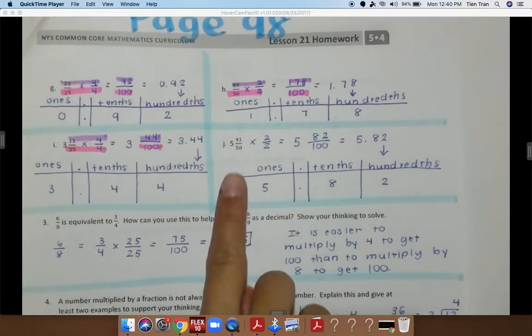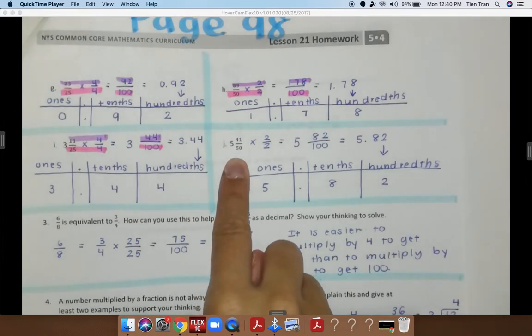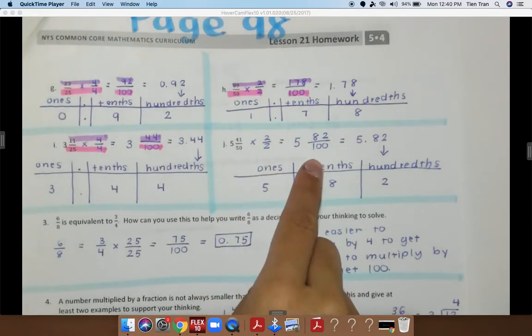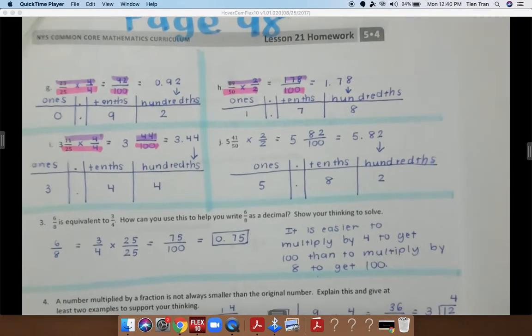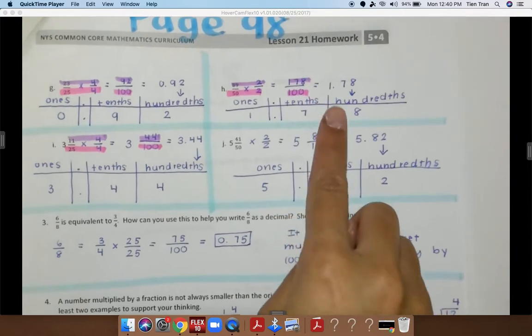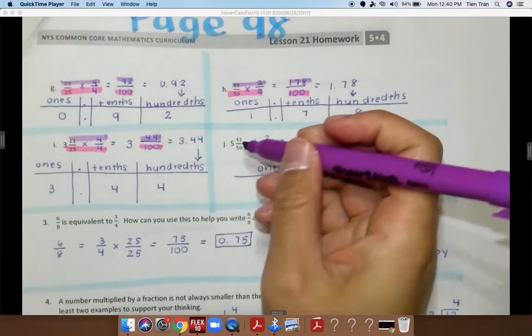For J, you have 50 as your denominator. You're going to multiply times 2 to get 100 because you want your denominator to be either tenths, hundredths, or thousandths. Thousandths would be kind of stretching it, so we're not going to use thousandths. So we're going to multiply right here, and we get 100. Oh, sorry. I was looking at another one.